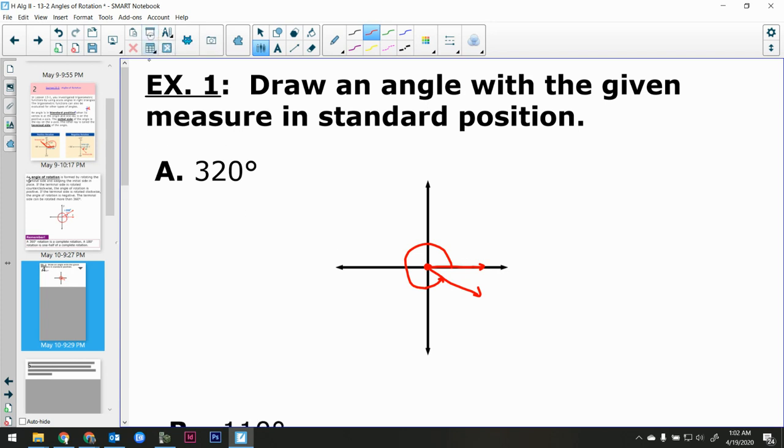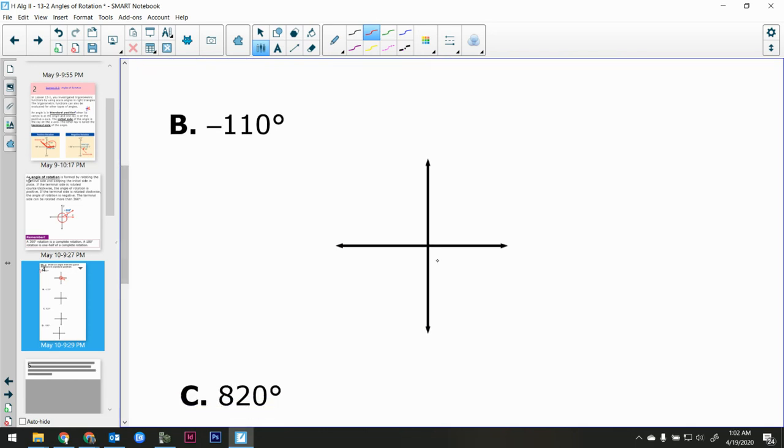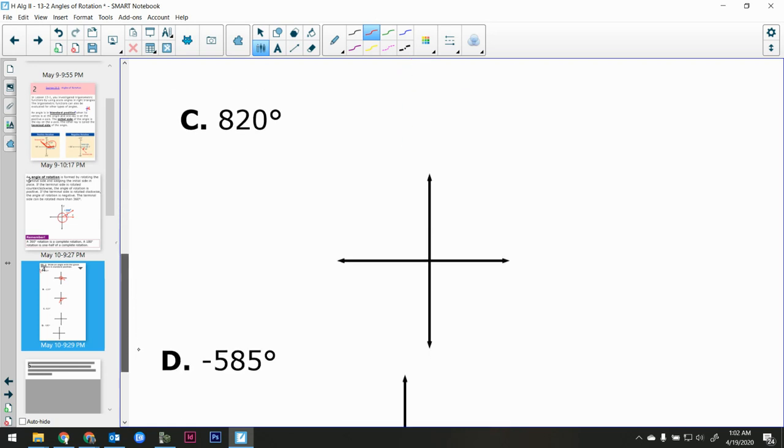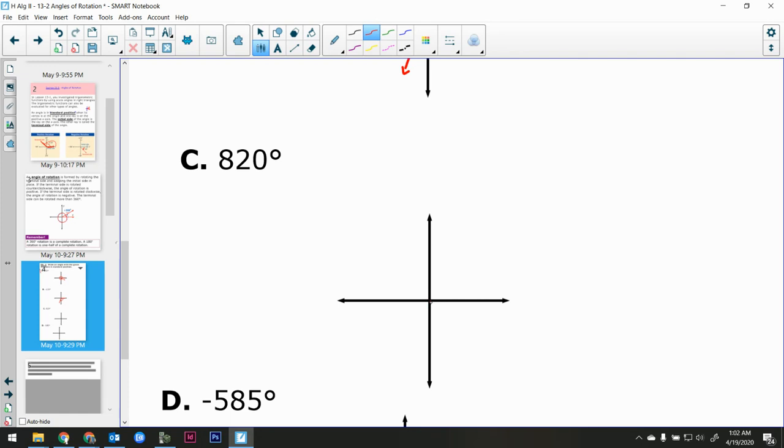Okay, let's try another one. Negative 110 degrees. So here's my initial side, negative direction, negative 90, and then how much more? 20 degrees. There we go. There's my angle. Again, you're going to see me draw in these little directional arrows just for this section alone.